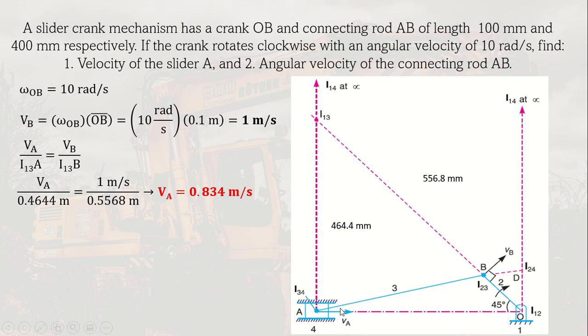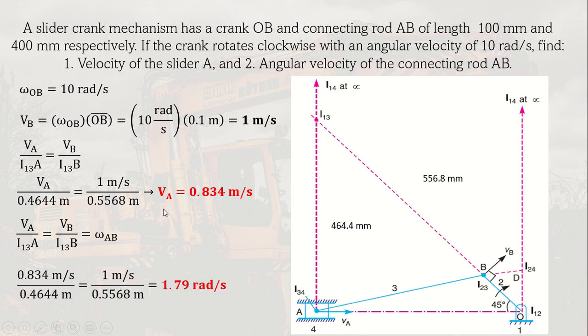The second unknown is the angular velocity of the connecting rod AB, or the connecting rod 3, or the link 3. To get that, since we already know this relationship, we can use it already because that is equal to this angular velocity. So the angular velocity of connecting rod AB is equal to these ratios here. We can substitute any of the values we want to get the angular velocity of the connecting rod AB, which is 1.79 rad per second.